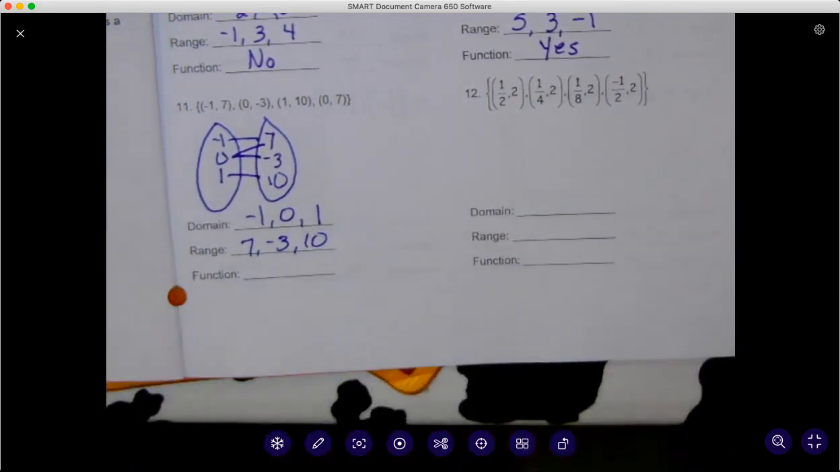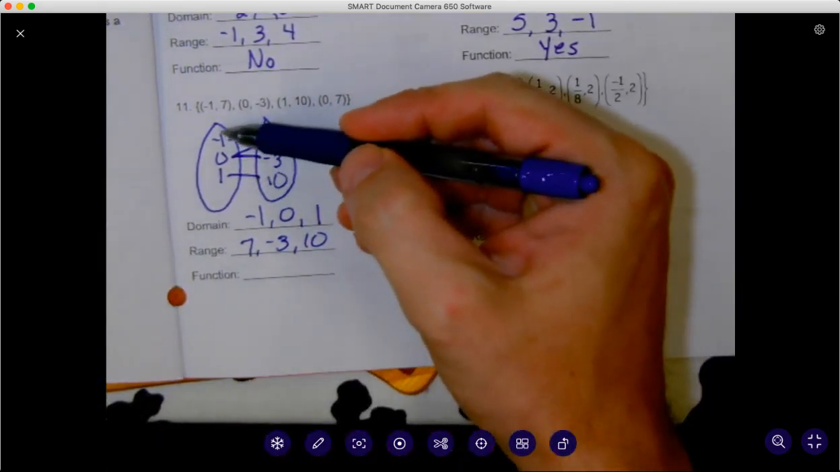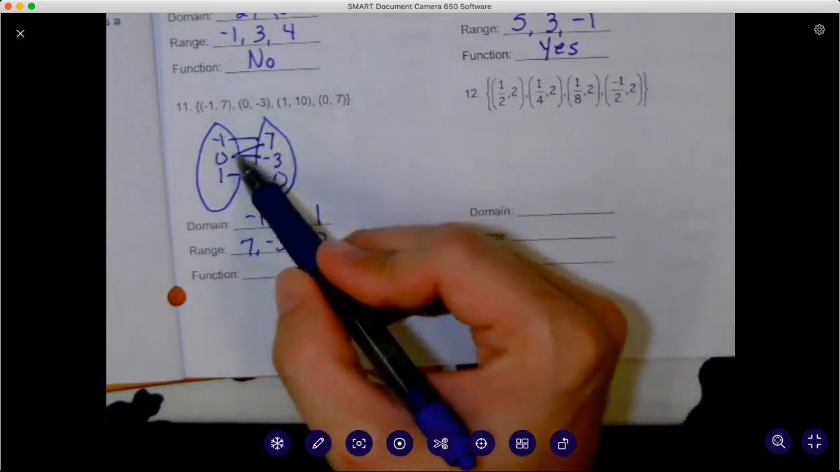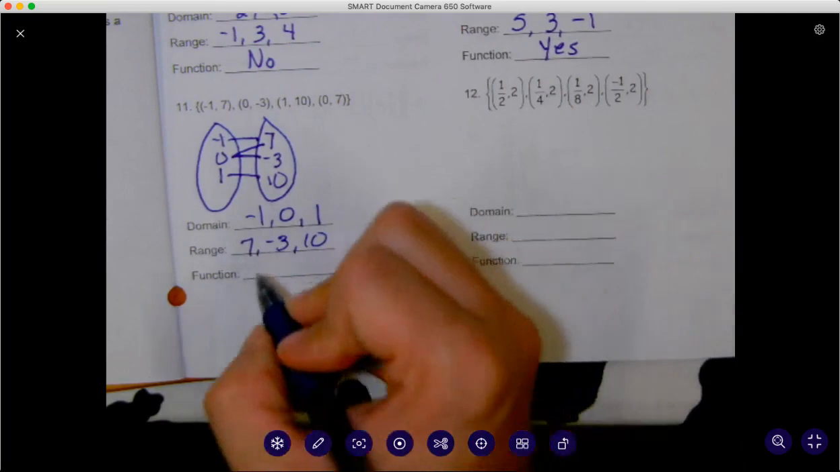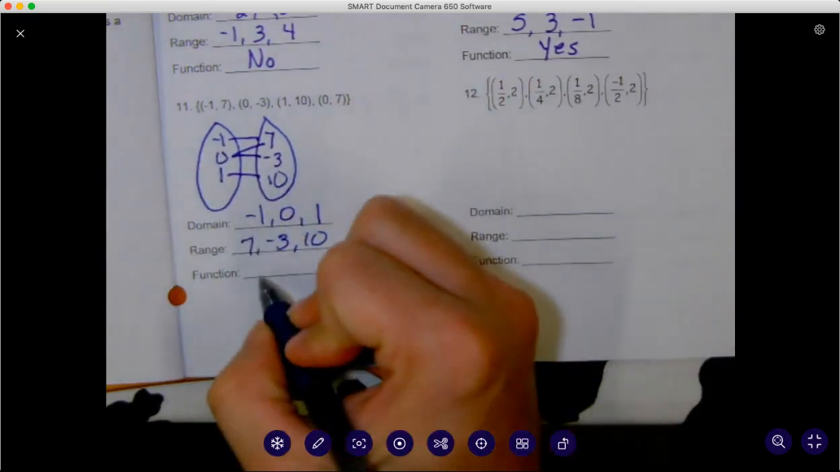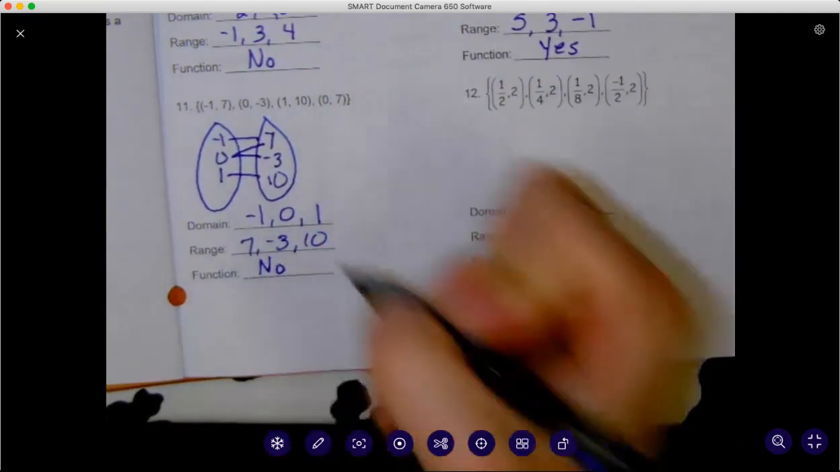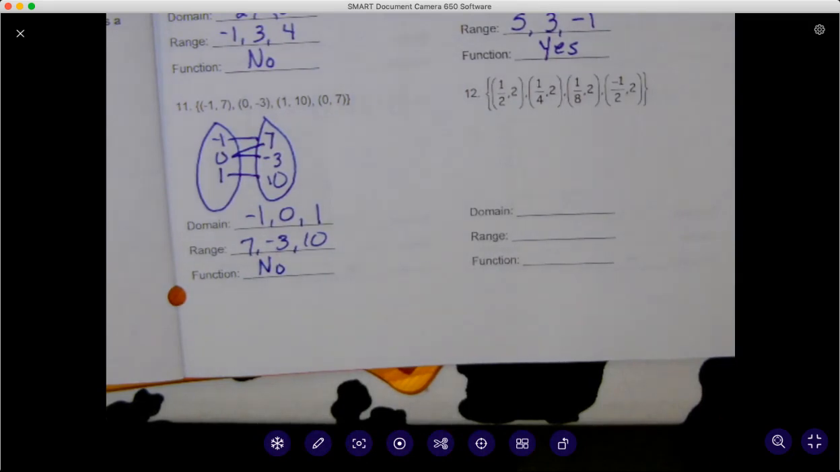So is it a functioning relationship? We're just checking the guys. Did any of the guys like more than one girl? 0 likes 7, and 0 likes -3. There's 2 lines coming off of 0. So that guy's not ready for a functioning relationship. So no, that is not a functioning relationship. It's just a relationship.